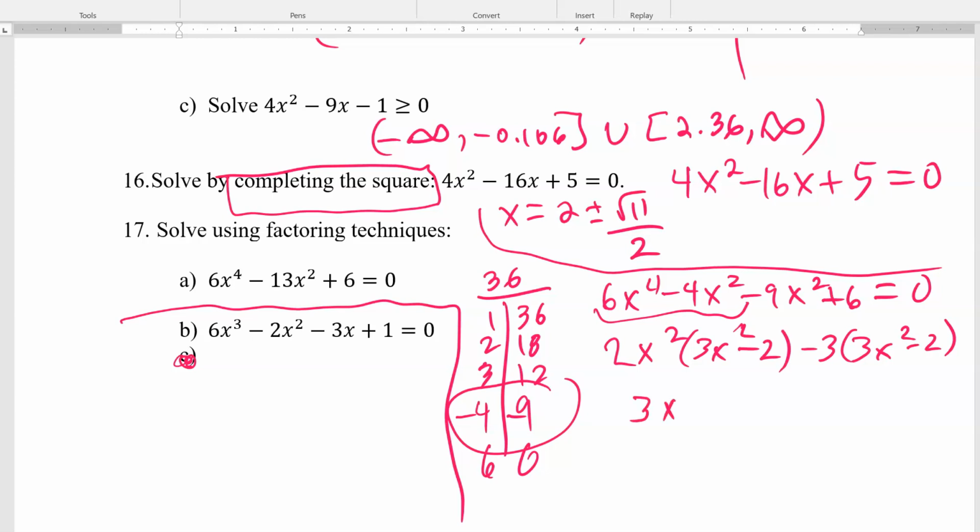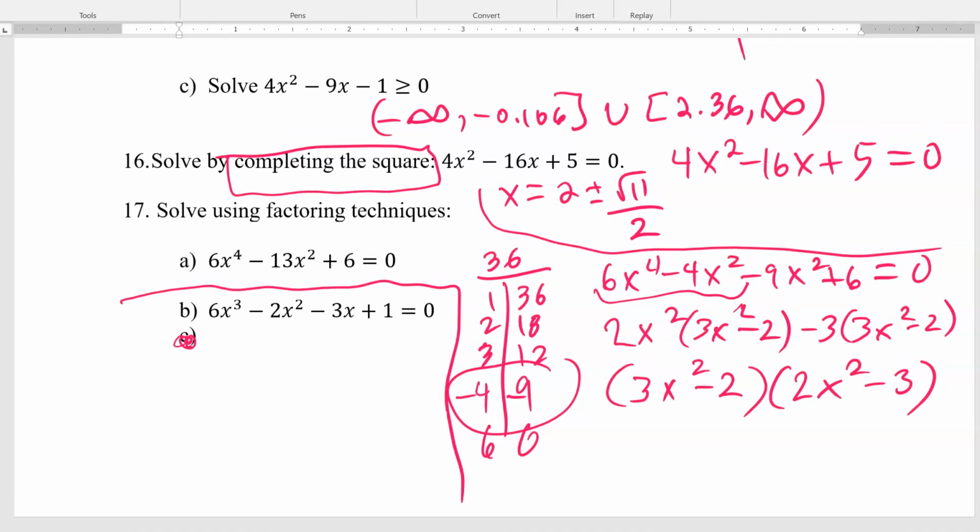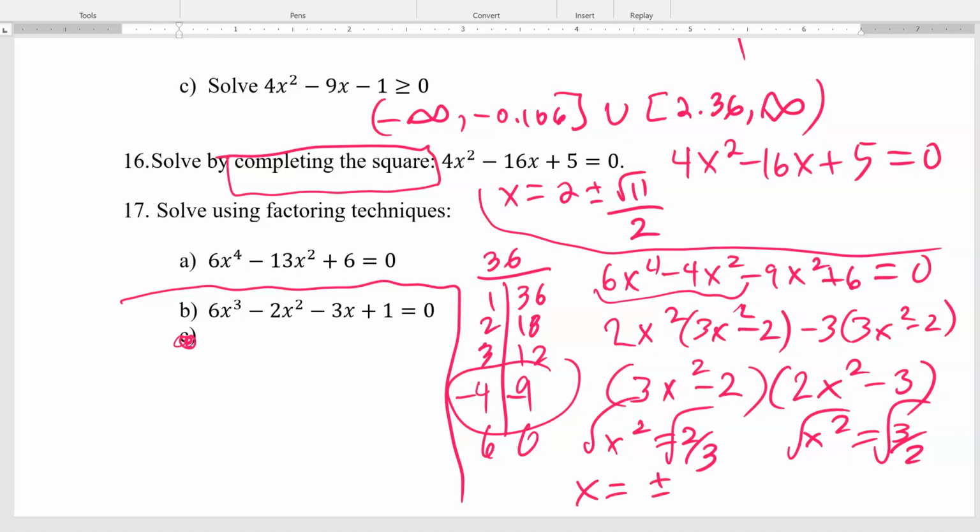Pulling out what they have in common leaves us with 2x squared minus 3 times 3x squared minus 2. So now how can I solve this? Setting each of these equal to 0, I would get x squared is equal to 2 thirds. On this one, x squared is equal to 3 halves. When we square root it, you have to rationalize it. So x is equal to plus or minus the square root of 6 over 3.